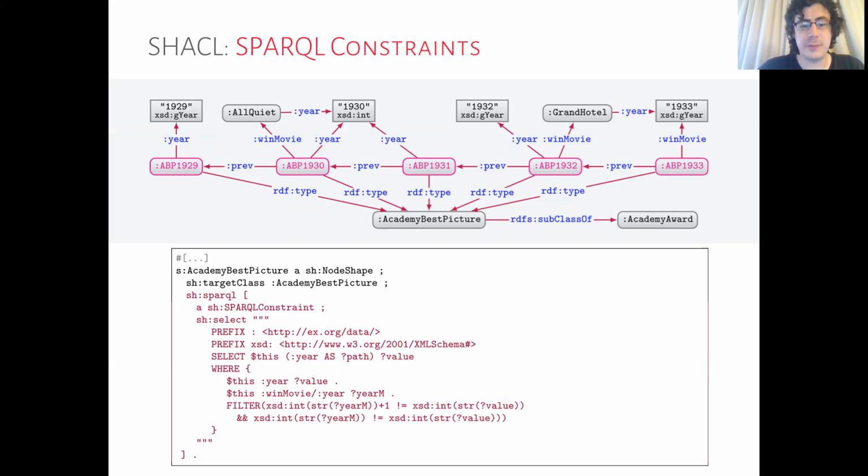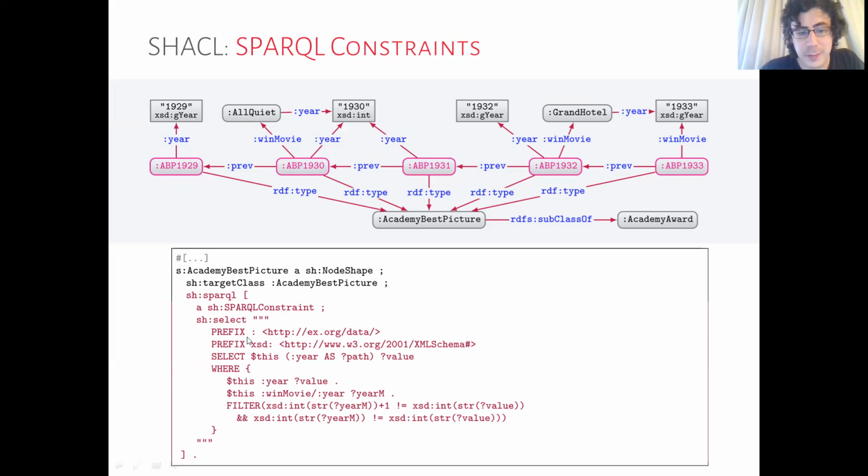So for example, we might like to say that a movie winning an award is either from the previous year of the award or from the same year of the award. Okay, so we can't quite do that in SHACL to the best of my knowledge with the core constraints. What we can do is write a SPARQL query, and SHACL allows you to specify what are called SPARQL constraints, which are nothing more than SPARQL queries.